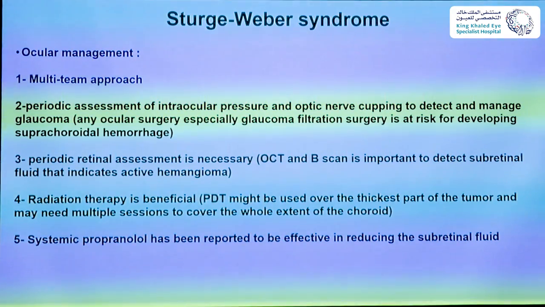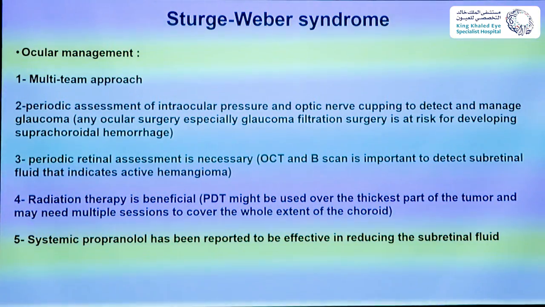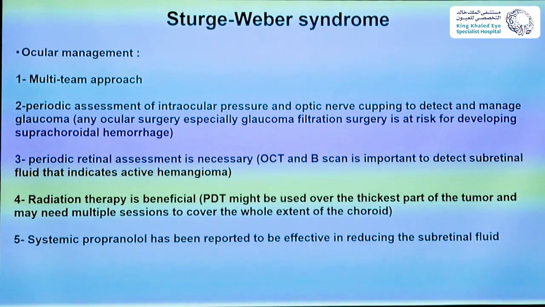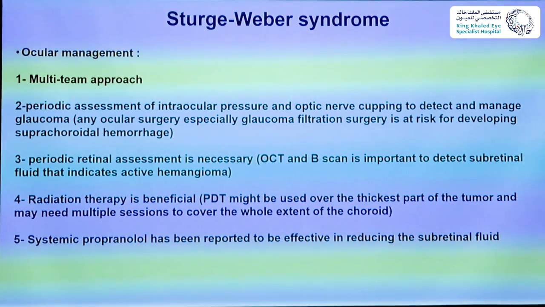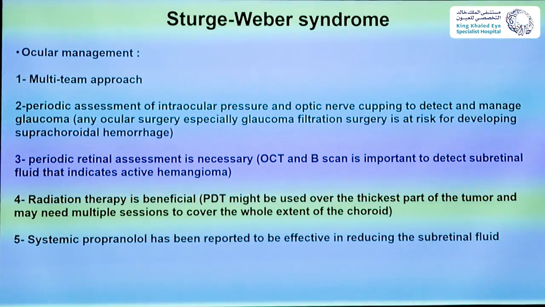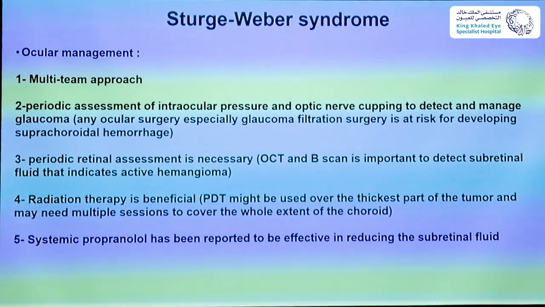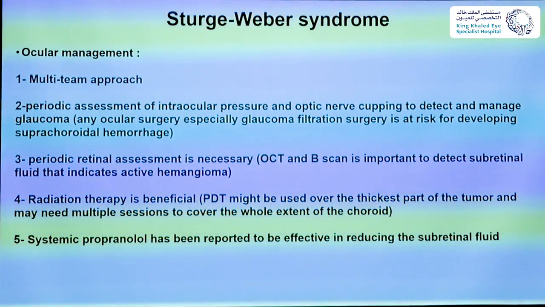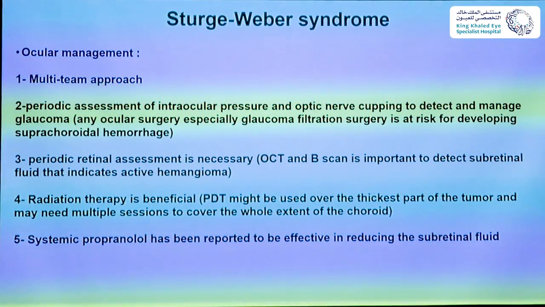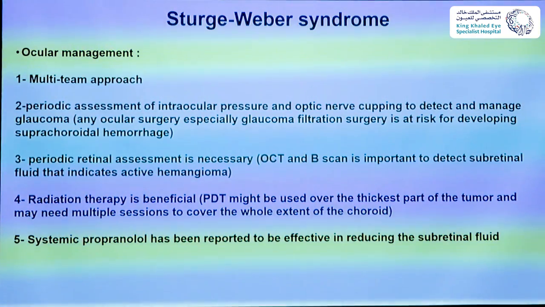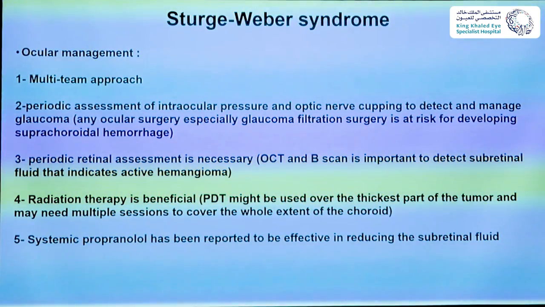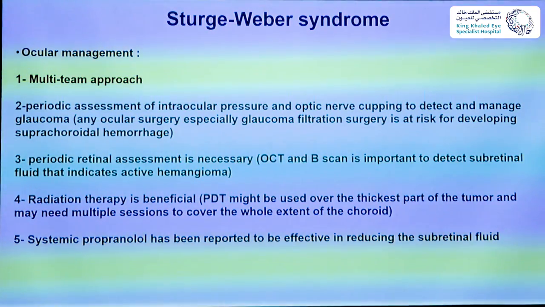PDT usually is preserved for localized choroidal hemangioma. But studies found that multiple sessions of PDT, especially covering the highest tumor thickness, might play a role, especially if you don't have radiation therapy. And it showed good outcome. Systemic propranolol, which is a non-selective beta blocker, has been tried before, and it was found to be effective in reducing the subretinal fluid. But what's the mechanism? Nobody knows. Maybe they said it modulates the vasculature and the vascular permeability, and it might affect the vasculogenesis.